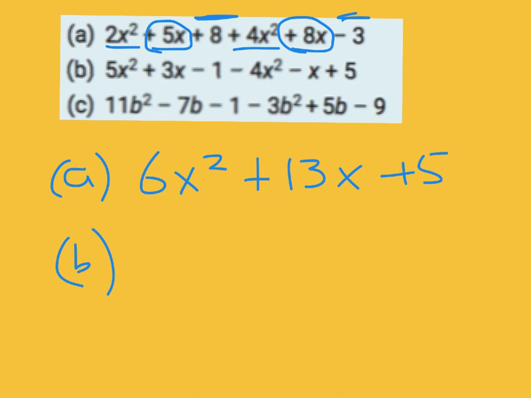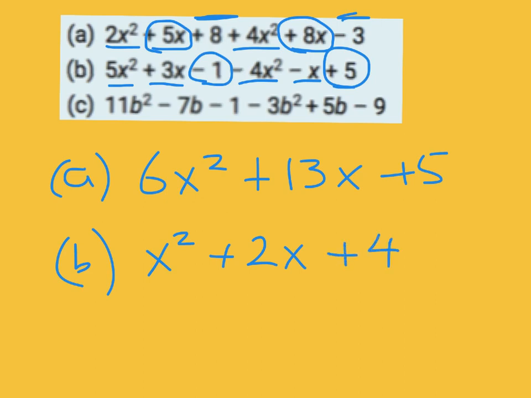The next one, so we have 5x squared minus 4x squared. That gives me 1x squared, but we know that we call it x squared. Then we have plus 3x minus x. And we know that that minus x has a 1 in front of it. So plus 3 minus 1 gives me plus 2x. And then finally we have a minus 1 and a plus 5. So minus 1 plus 5. Remember I said do these on the calculator if you're stuck. Minus 1 plus 5 gives me a plus 4.